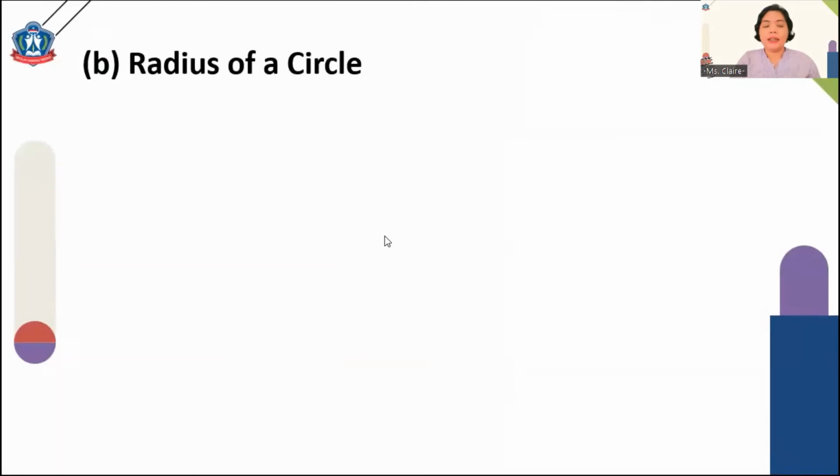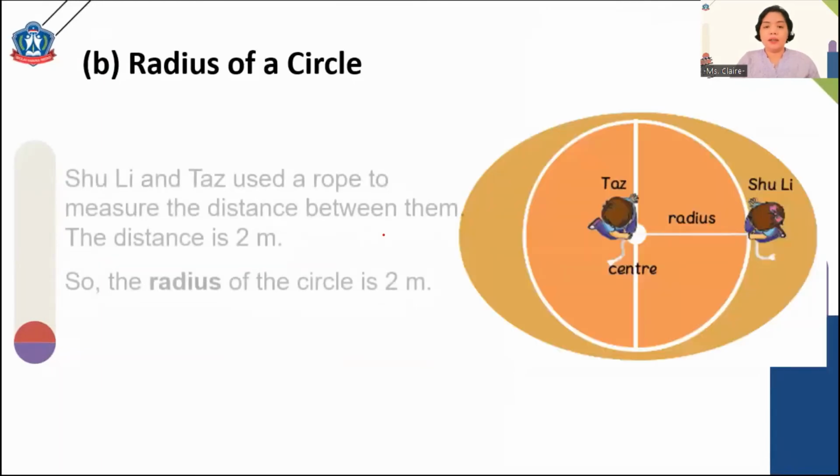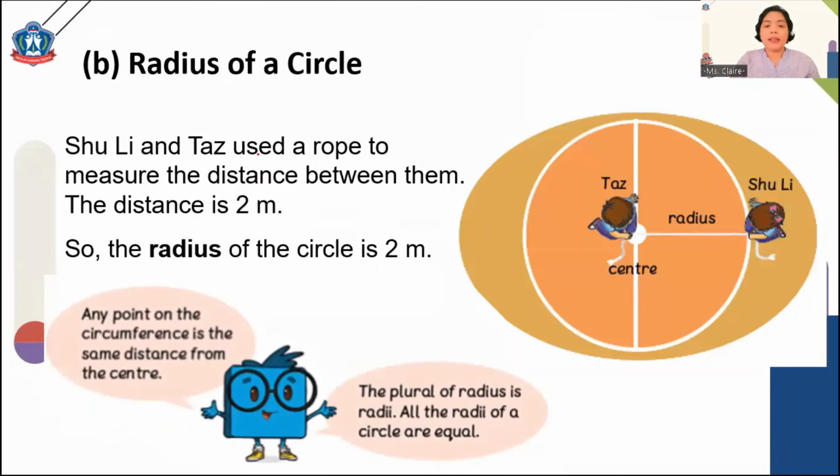Now, let's study about the radius of a circle. Julie and Taz use a rope to measure the distance between them. The distance is 2 meters, and that is what we call radius. Radius, children, is the distance from the center of the circle to any point on the circle. From this center to this point, that is a radius. If more than one radius, we call it radii.